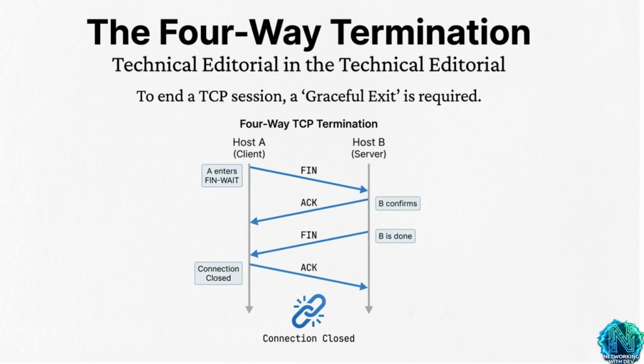Host B confirms this by sending back an ACK, signaling that it understands host A is done. Once host B has finished sending any of its own remaining data, it sends its own FIN packet to indicate it is also ready to leave. Host A sends one final ACK to confirm, and the connection is officially closed. This structured 4-step process ensures that the termination is mutual and that no data is cut off prematurely, maintaining the reliability we've seen from start to finish.